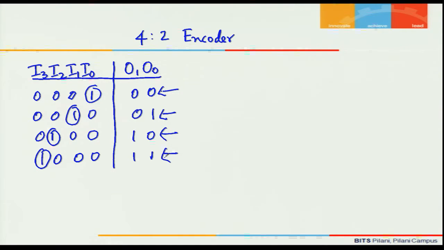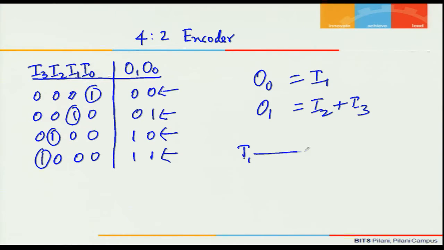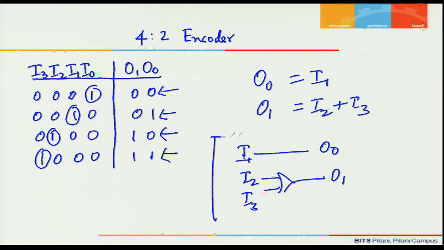So this becomes a combinational circuit with 4 inputs and 2 outputs. We could write the expressions for the outputs in terms of the inputs. If I do that, my O0 is going to be I1, O1 is going to be I2 or I3. So I could simply connect I1 as O0, I2 and I3 through an OR gate as O1. Then I get my 4:2 encoder design as shown here.